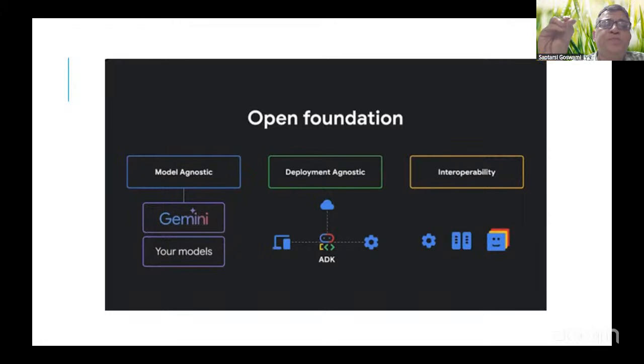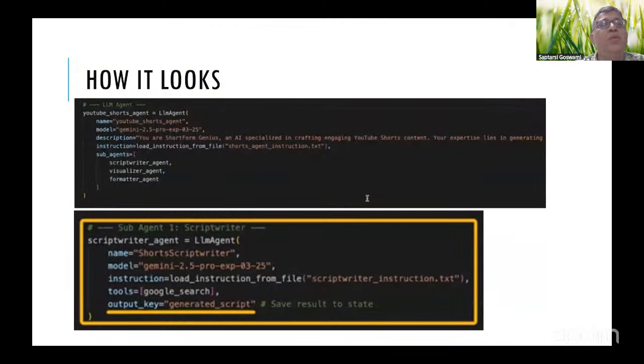Okay, so the ADK actually allows us this. Google ADK allows you to use Gemini or any other model, right? And then it is deployment agnostic, so it's not that you need to use tools only available in Google framework, right? And then it is interoperable. Okay. So you can take that to another system, or you have implemented something in LangChain, you can bring it here, and so on and so forth.